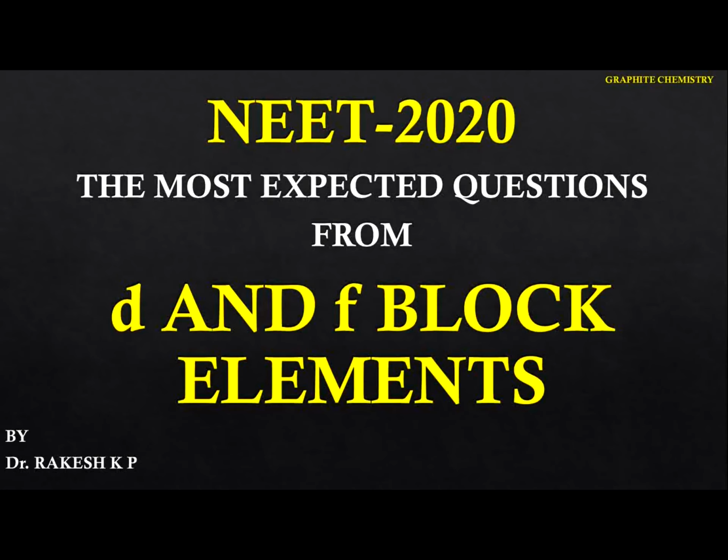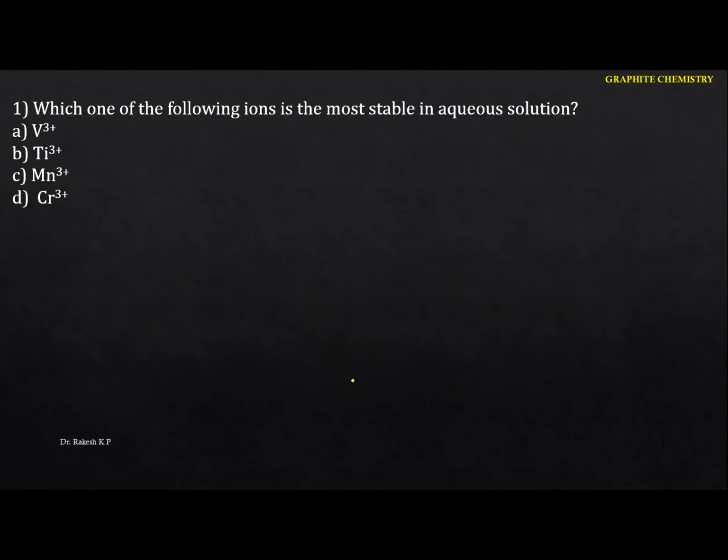Hello student, in this video I am going to solve the most expected question in NEET 2020 from the chapter D and F block elements. See the first question here. Which one of the following ions is the most stable in the aqueous solution?